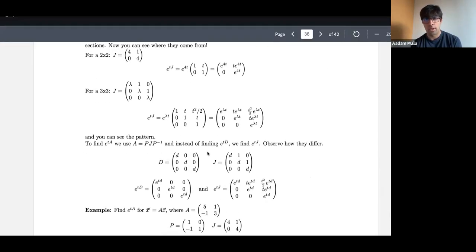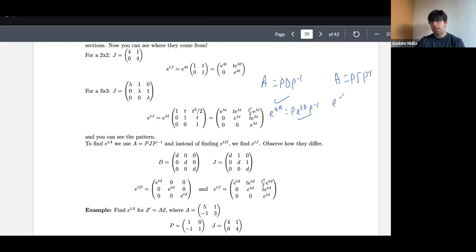Okay, so now we know how to find e to the tD and e to the tJ, and so no matter what case we have for A, if A equals PDP inverse, then we're good, because we say, okay, e to the tA equals P e to the tD P inverse, and we know how to solve e to the tD. And if A equals PJP inverse, then we say, okay, e to the tA equals P e to the tJ P inverse, and we know how to do this. Now we're good.